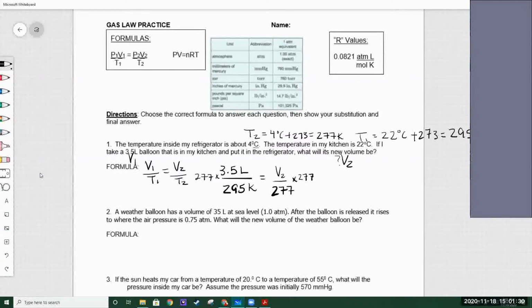And when I do this, I get a second volume. So my volume is going to be 3.29. And actually, it would only be 1, but it's okay. 3.29 liters. Okay. And that's how you would do this first one.